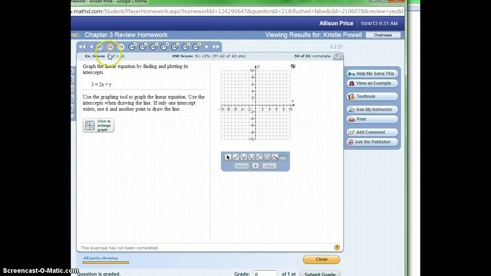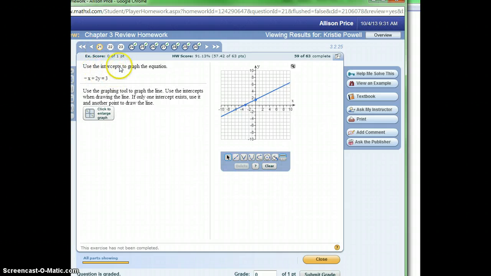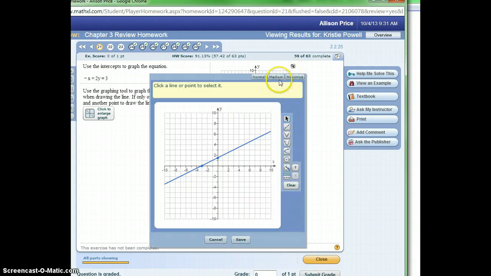Now, by the way, this did specifically ask us to use the intercepts, so no other ordered pairs would do for this one. It did have to be the two that were right on the line. There are tons of other ordered pairs. For example, if I plug in 3 for x, I would get 3 for y, and that would be another ordered pair that's true, as I can see right here. But it would not be an acceptable answer to a question that asked me specifically to use the intercepts.